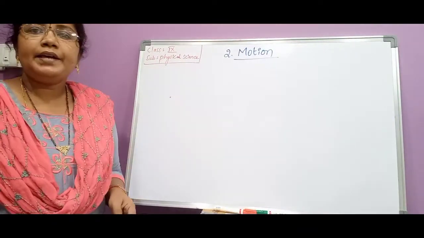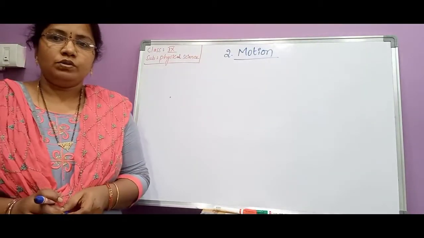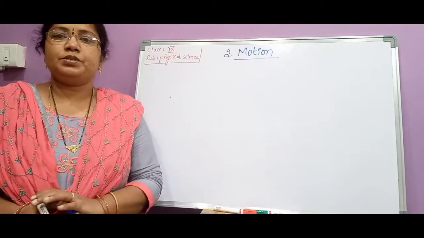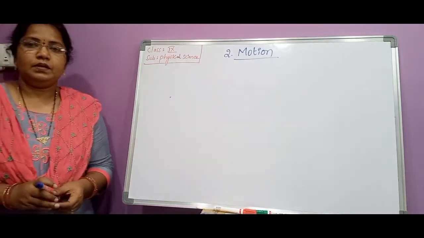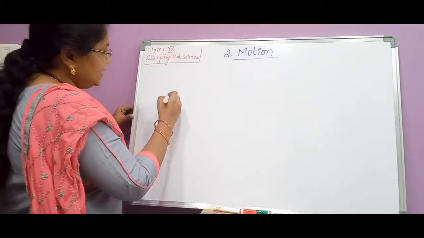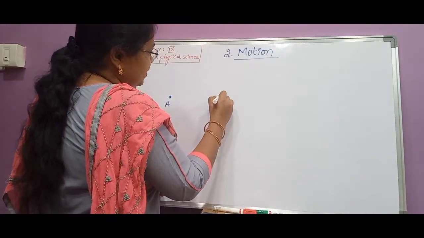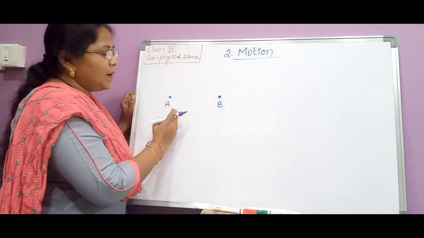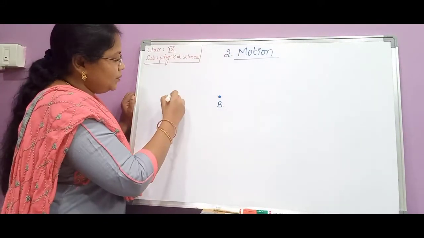Firstly, in our day-to-day life, we have many questions like how far is your school from your house, or how far is your class from the headmaster's room. We use terms like nearer and farther. So let us see, here point A is there and here somewhere point B is there. One object is traveling from point A to point B. There are different paths available for the object.